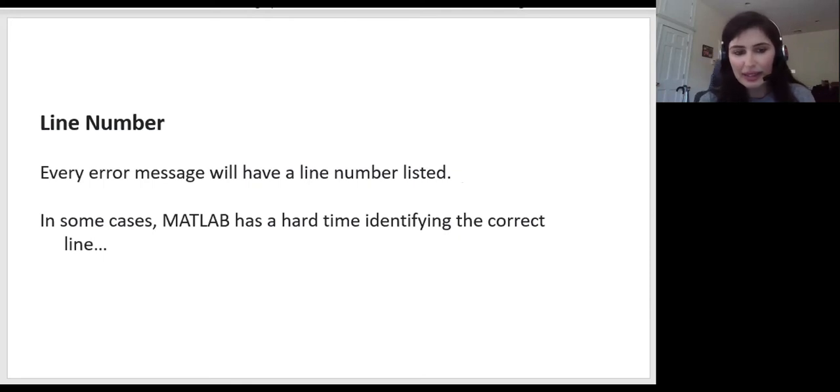That said, every error message will have a line number listed. Most of the time, this line number is the line where the problem is. That's very important because you can go check the code corresponding to that line. But in some cases, MATLAB has a hard time identifying the correct line. So you can be sure that the error is somewhere on the listed line or above. So at least it's a start.